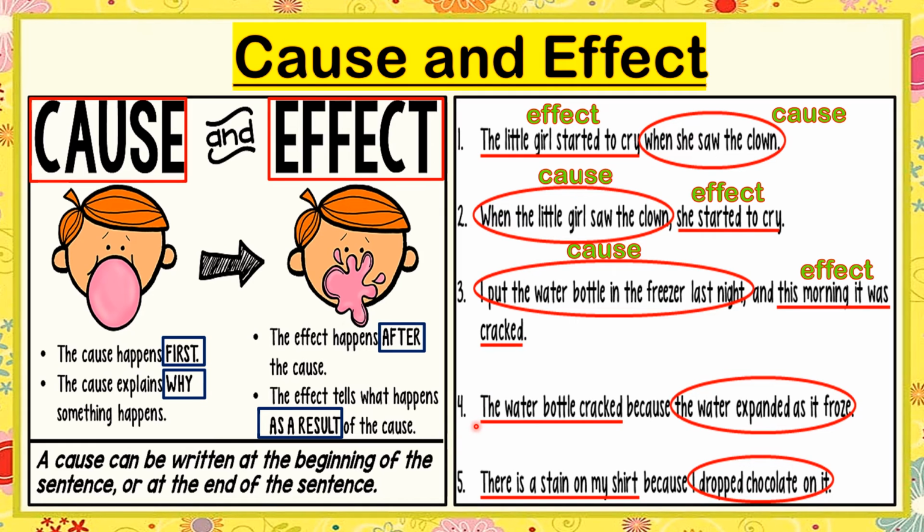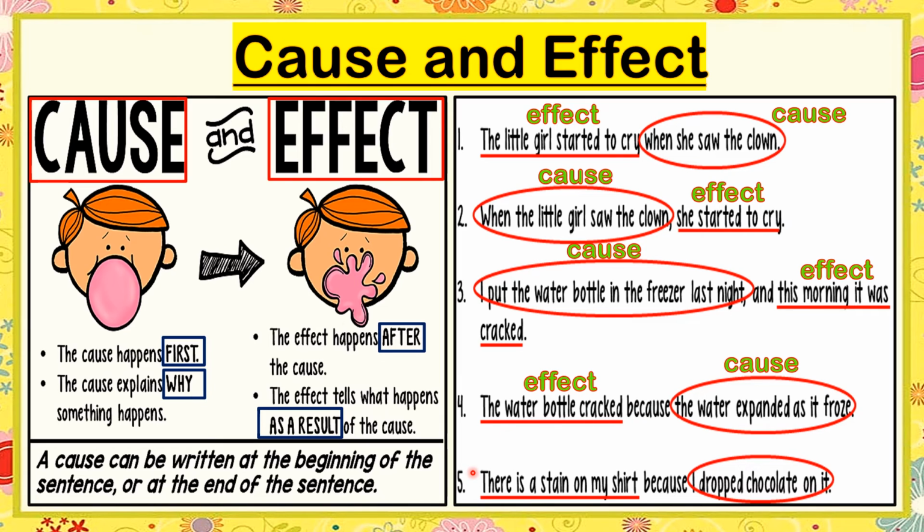Now let's proceed to number 4. The water bottle cracked. Why? Because the water expanded as it froze. So the water bottle cracked as an effect of the water expanding as it froze.